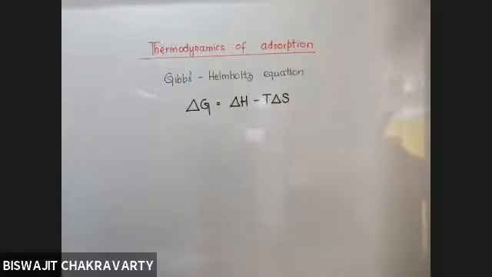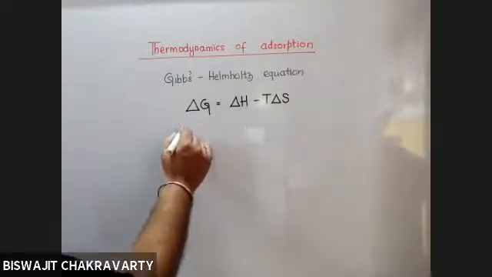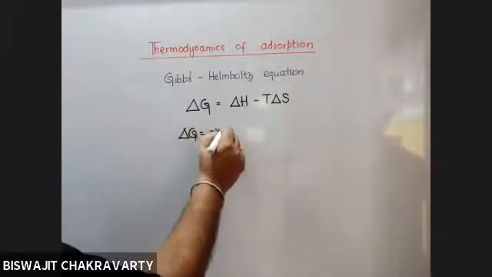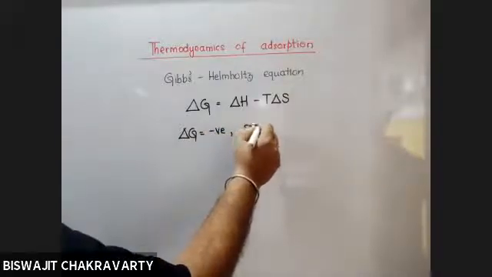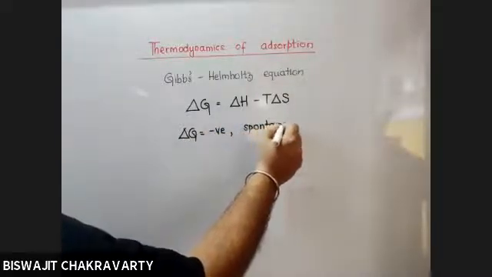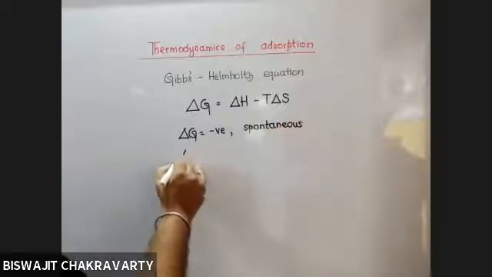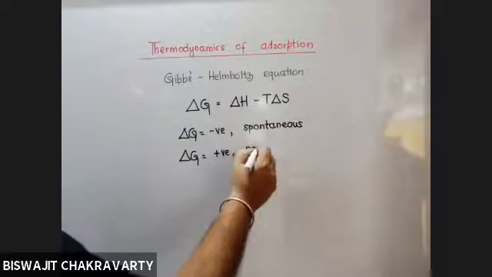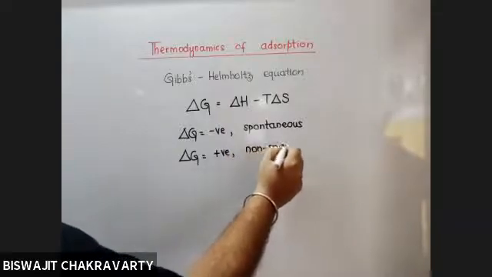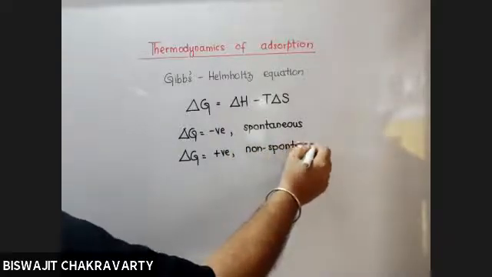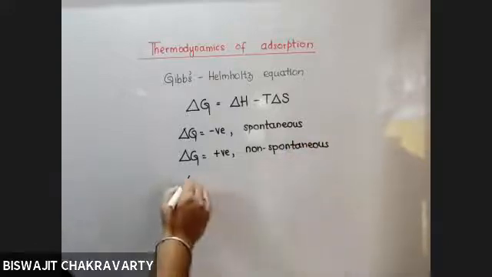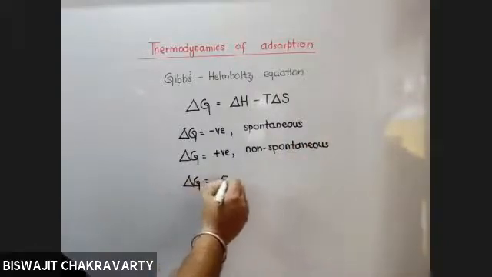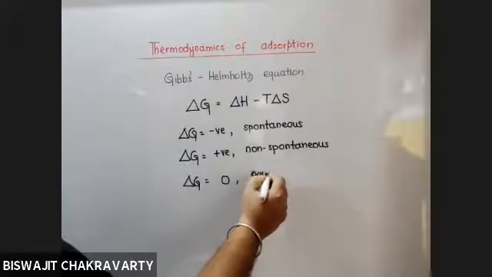Remember this equation, the basics of which were there in class 11. And if delta G is negative for any process, it is said to be spontaneous. If delta G is positive, the process is referred to as non-spontaneous. And if delta G is equal to 0, the process is said to be at equilibrium.